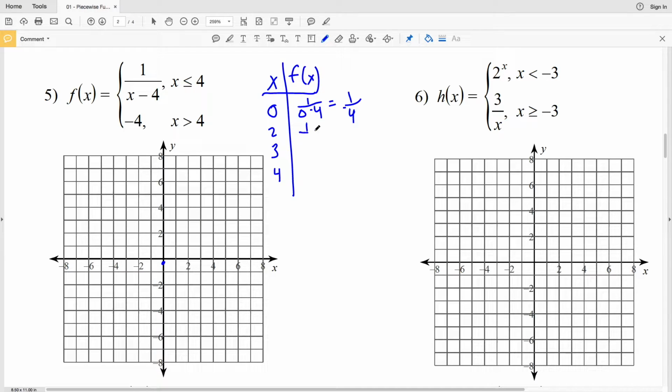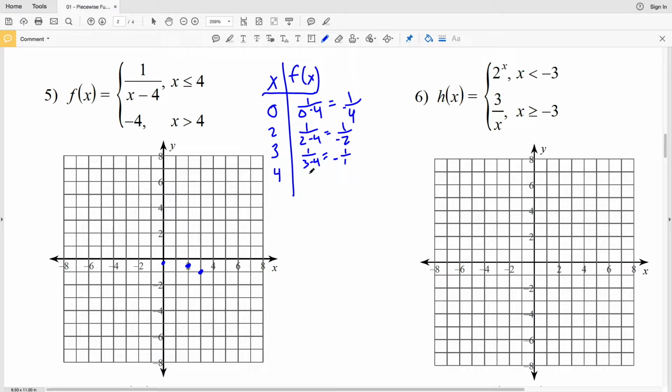For 2, we'll have 1 over 2 minus 4, which is equal to 1 over negative 2, so that's going to be negative 1/2. So at 2, we're at negative 1/2. Then at 3, we'll have 1 over 3 minus 4, which is equal to 1 over negative 1, and that's a negative 1. So we'll be at negative 1 in the y when we're at 3 in the x.